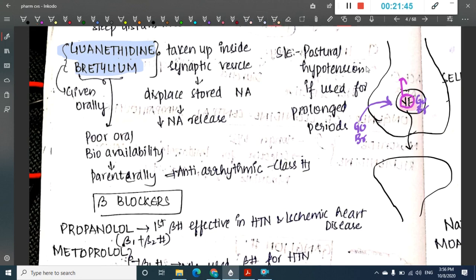Then what are the side effects? The main side effect is that it causes postural hypotension whenever we use it for prolonged periods. So guanethidine and bretylium should not be given for prolonged periods.